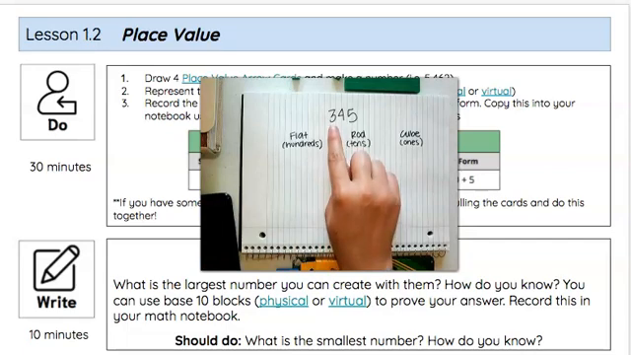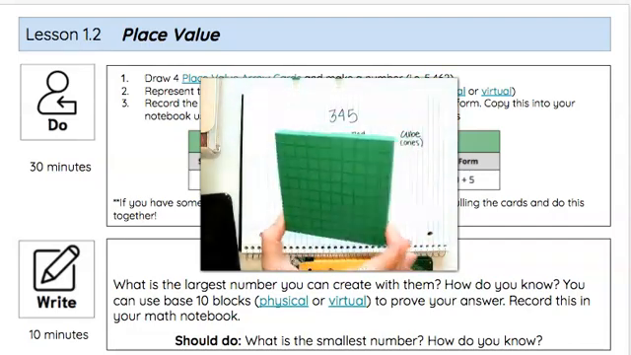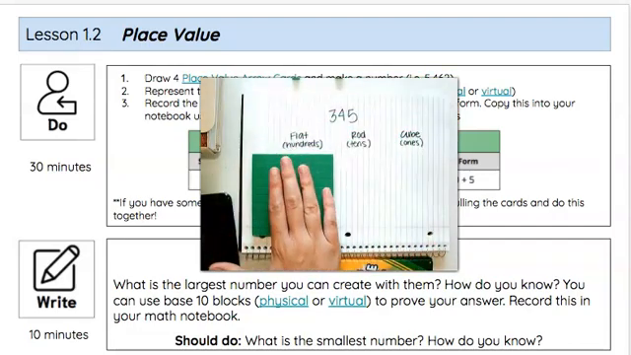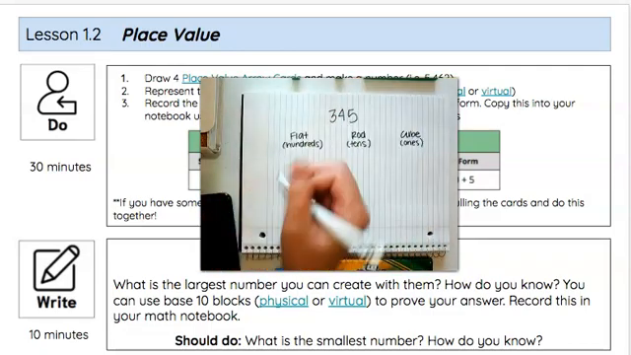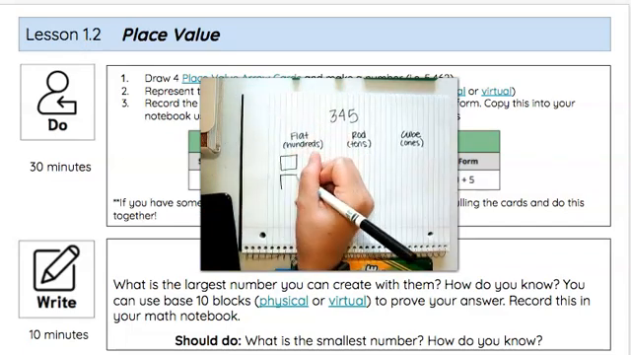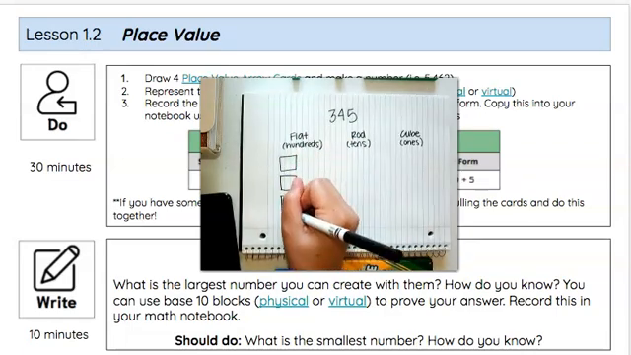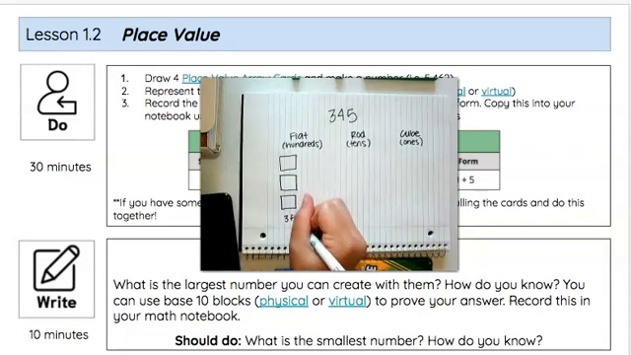The first thing I'm going to do is look at my hundreds place. I noticed that there are 3 hundreds. So if I had physical base 10 blocks, that's what I would put in this section. I would put 3 of these. But since I don't, I'm just going to draw them. I'm going to represent them by just using 3 squares. Okay. And that gives me 3 flats, which represents the number 300.